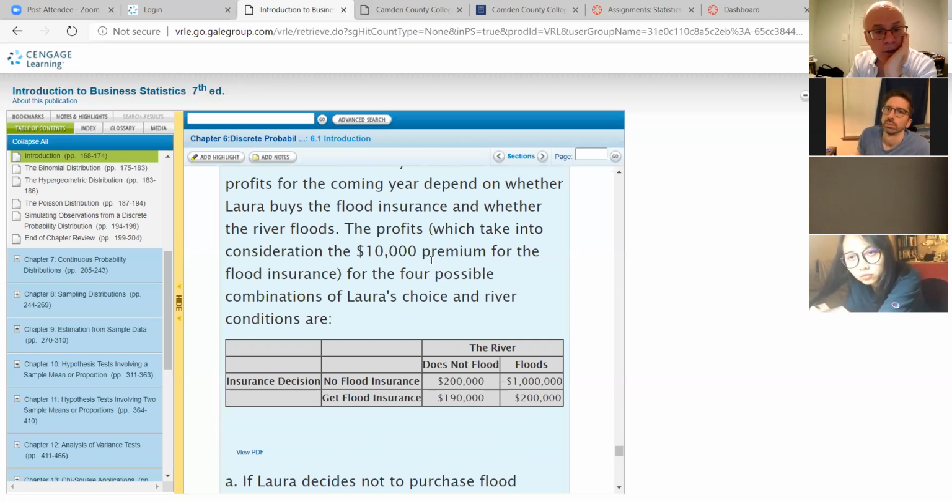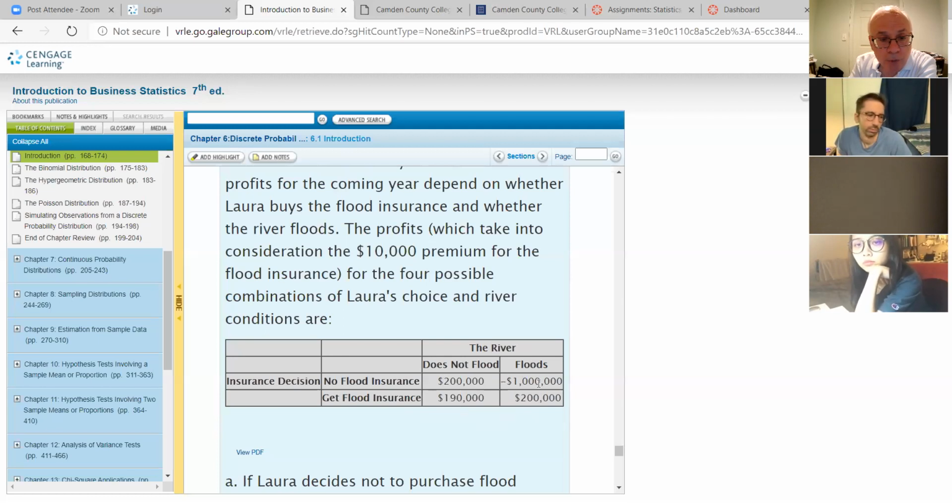Now assume here that if the river does flood, the insurance pays for everything. It recoups all your losses, whatever they may be. So if the river doesn't flood, what ends up happening? If you don't have insurance, you get 200,000. If you do buy the insurance, you end up with a net 190,000 because you paid $10,000 of your profit for the insurance.